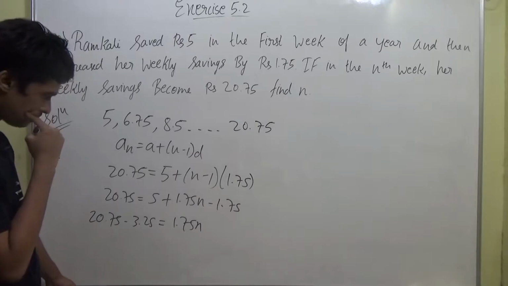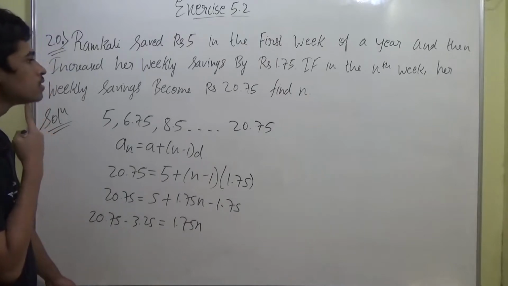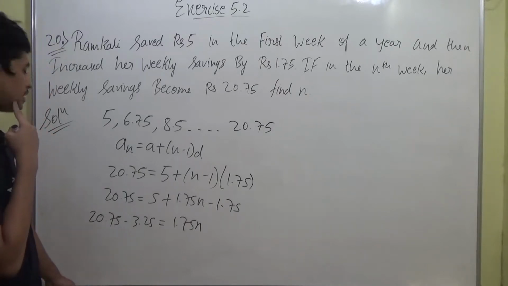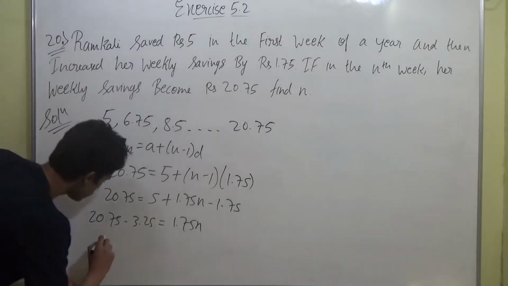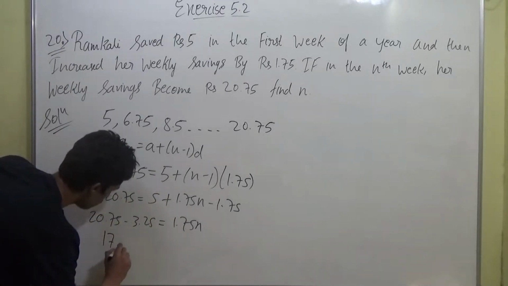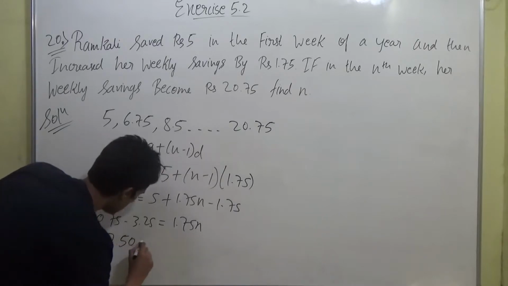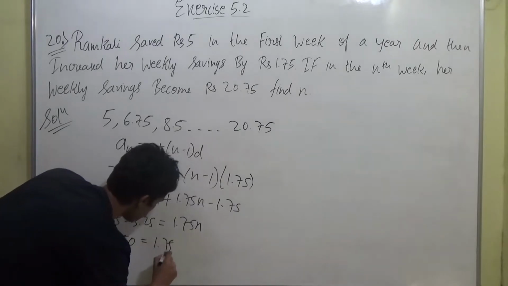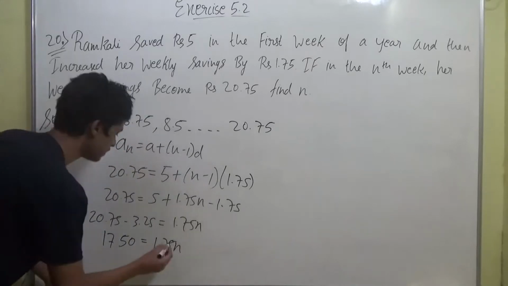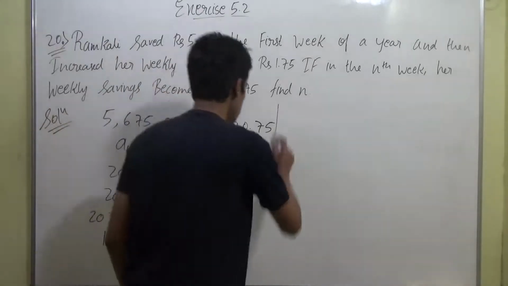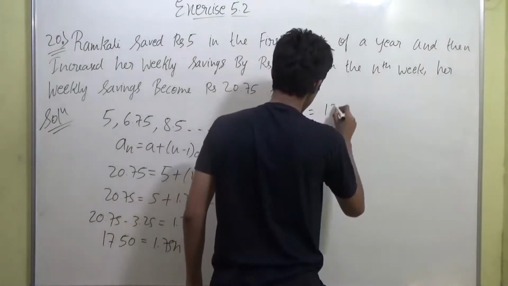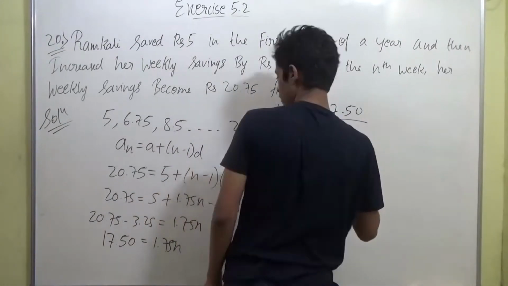Am I doing it correct or not, guys? Now I am getting a doubt. I hope it's correct. Let's see. So this one is going to become 17.50 equal to 1.75n. Yeah guys, it's correct only, I guess. So n will become equal to 17.50 by 1.75.